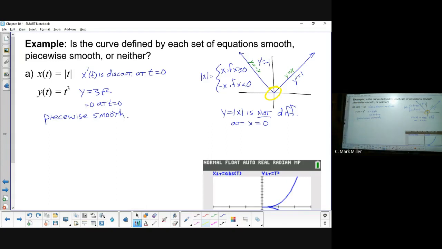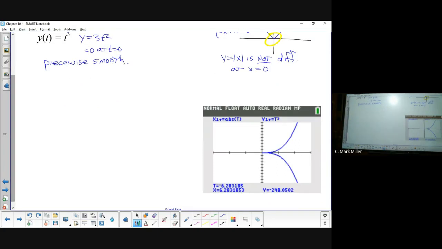Down here is the graph. Now you'd expect the x part to always be positive, because you're taking the absolute value of t, so it's only going to be on the positive side of the x's, right? Y can be positive or negative. But you see that you have a problem right there.